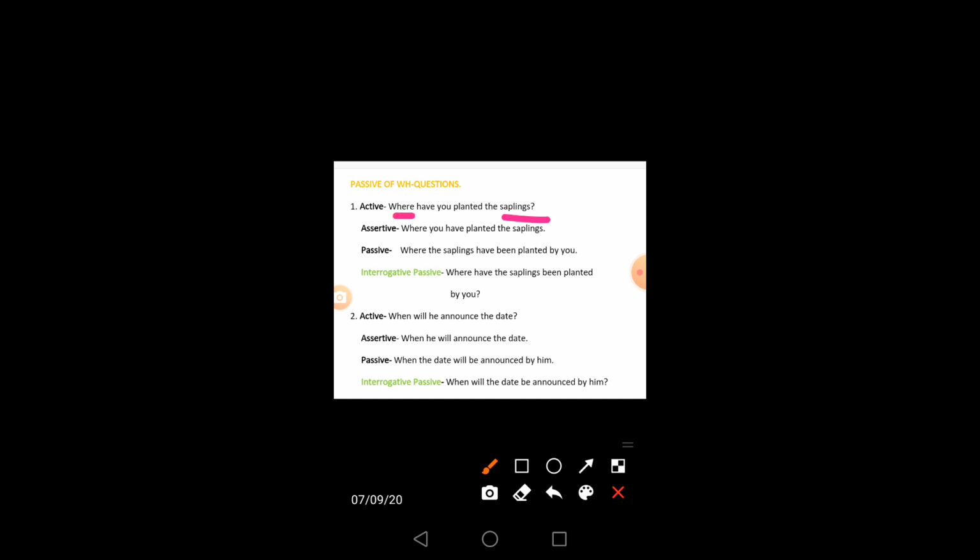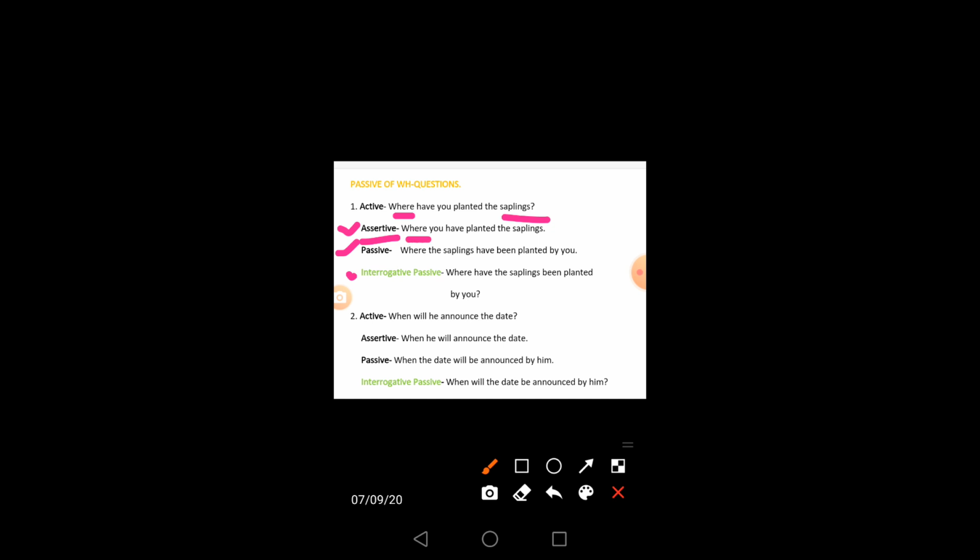But how to change this? Here also you have to follow 3 steps: 1, 2 and 3. In the first step, you have to change this interrogative sentence to assertive. So when you are changing this to assertive, what about the WH word? Listen children, remember one thing: when you are going through these 3 steps, the WH word will remain in its own place. It will not change its position.